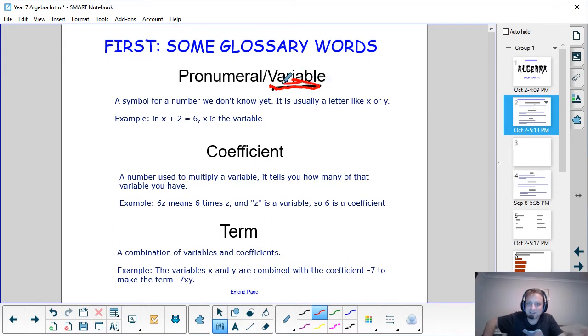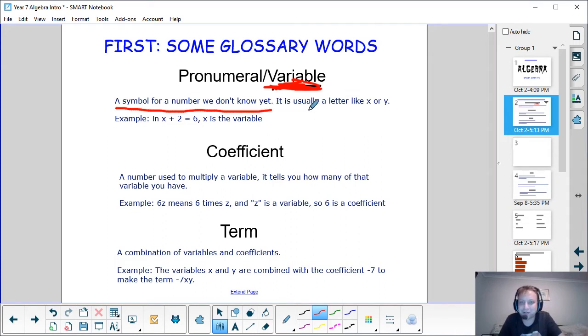It's having a letter in our maths, right? We're not just working with numbers anymore. We've got letters as well. And when we speak correctly, we should be calling them variables. Why do we have variables in our maths? It's because sometimes we don't know something. We don't know what number it is we're working with. So a variable is just a symbol for a number we don't know yet.